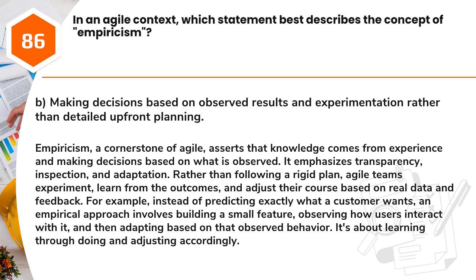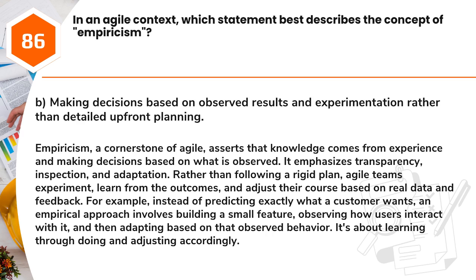Answer: B. Making decisions based on observed results and experimentation rather than detailed upfront planning. Empiricism, a cornerstone of Agile, asserts that knowledge comes from experience and making decisions based on what is observed. It emphasizes transparency, inspection, and adaptation.